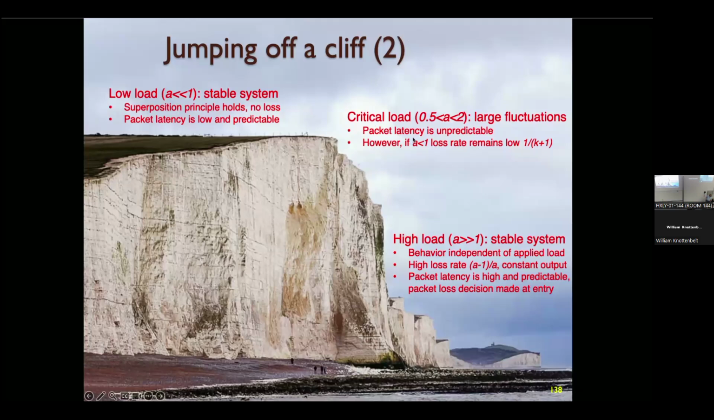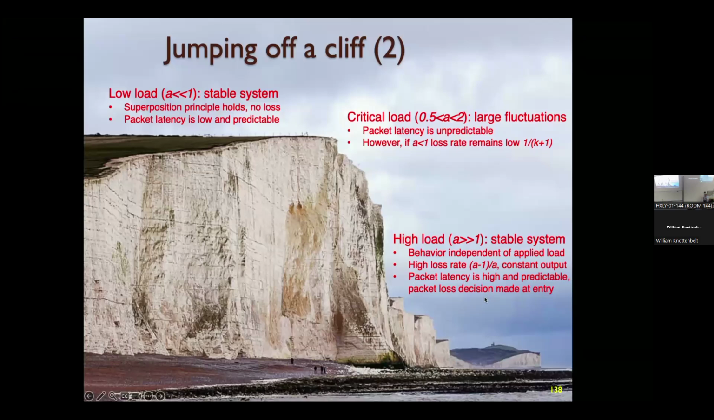However, if the load is still strictly less than 1, the loss rate will still be in some sense low, 1 over K plus 1. So if you have a big buffer, you will still have fairly low loss, even though there is a huge fluctuation. But at extremely high load, with much overload, a factor of 10 or 100, the system again becomes stable. It's basically running at full saturation, okay? The loss rate is A minus 1 over A. So if A is equal to 10, it'll be 90% loss, okay? The packet latency is high and predictable.